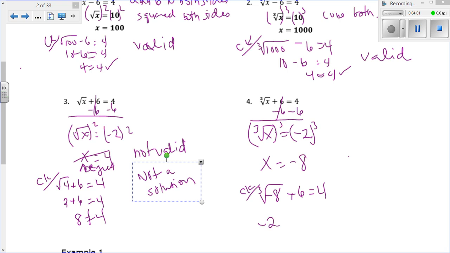If you don't believe me, check it on your calculator. And you can use parentheses around the negative 8. Negative 2 plus 6 is 4, equals 4. So that checks out. So that makes this valid.